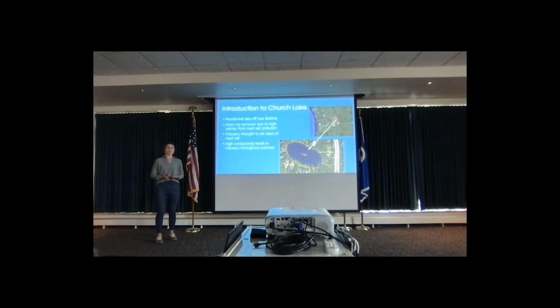And well, the issue with high salinity in lakes, there's honestly a lot, but the main one that we were looking at was the prevention of seasonal lake turnover, which can cause a number of different issues in lake structure and with aquatic life. What's really interesting about this area, though, is that the tributary here that flows from underneath the East Beltline into Church Lake actually has high conductivity and high chloride concentrations throughout the year, including in the summer when there is no road salt being applied.